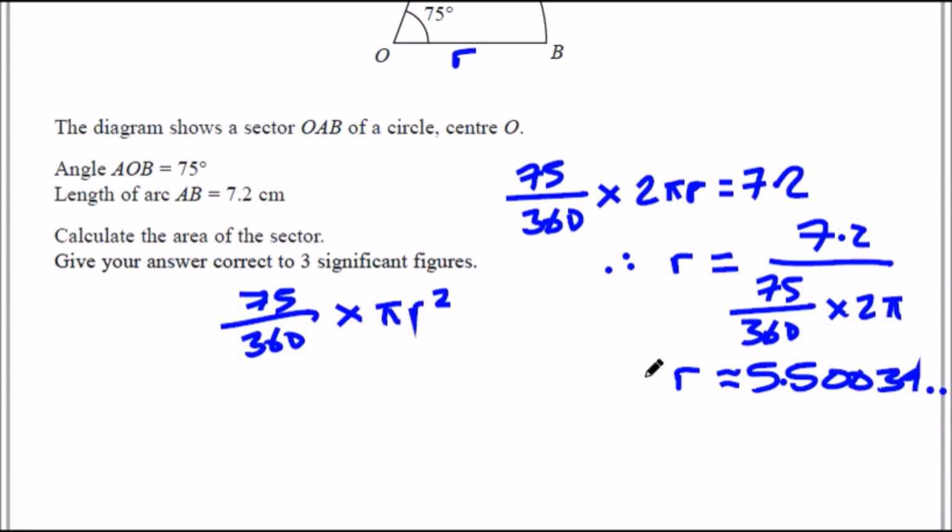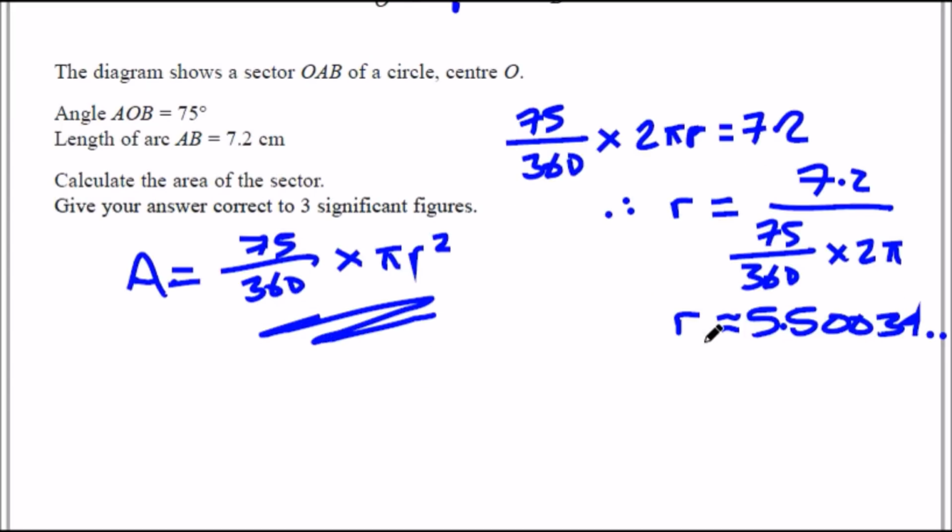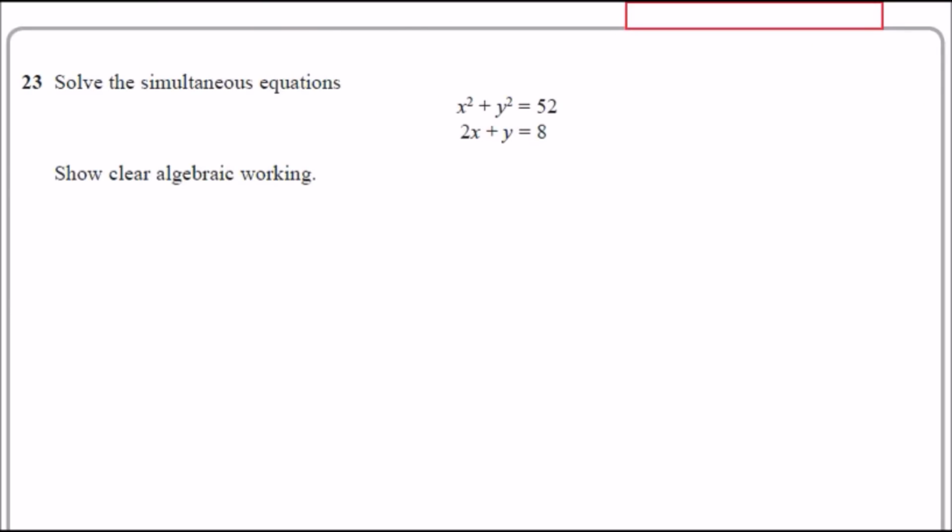And then using this equation here to find the area of a sector, just plug in the r value here. So copy this equation into your calculator, replace r with your answer. So you should put 75 over 360 times pi times Ans squared, and you should get 19.8, that's what I got. Equals 19.8 centimeter squared.